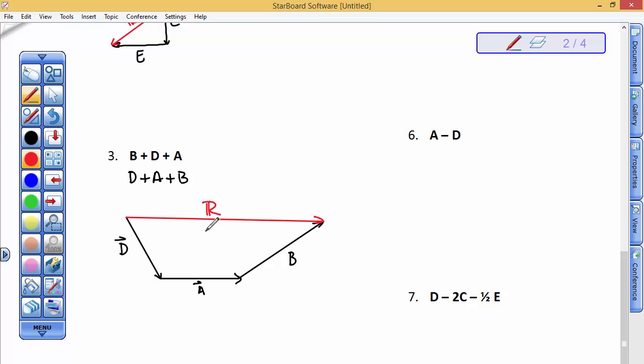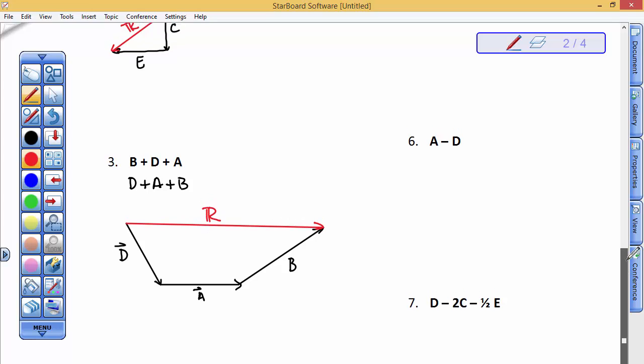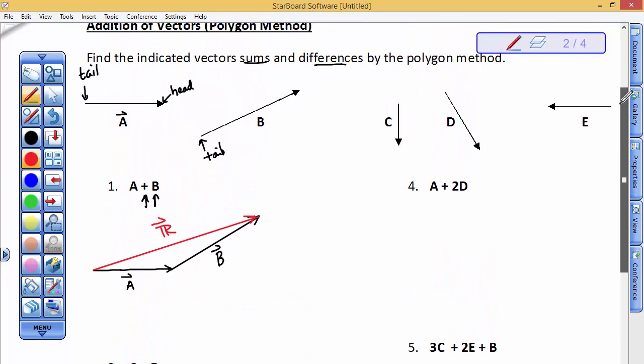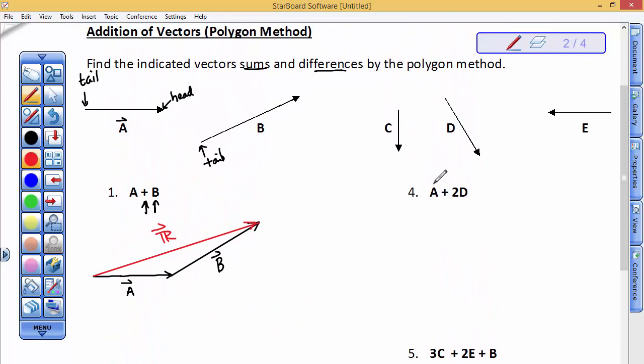Let's just do a few more problems. Let's get some subtraction and some multiples. So let's add vector A and 2 of vector D's. So 2 of them, it's just a multiple. So vector A is about this long. I'm going to go ahead and keep that in red. And then vector D goes like this, but if I want to add 2 of them, then I'm just going to go ahead and add 1.